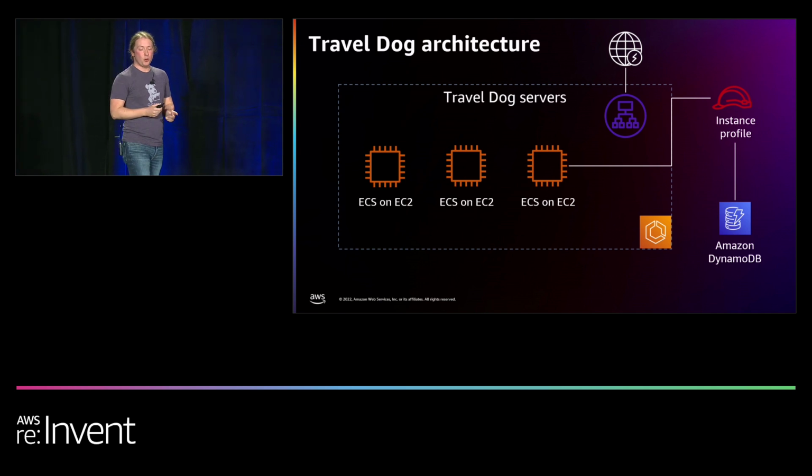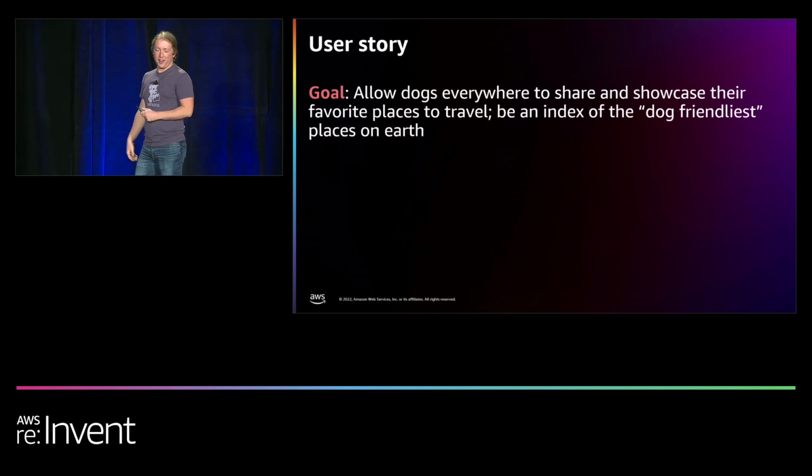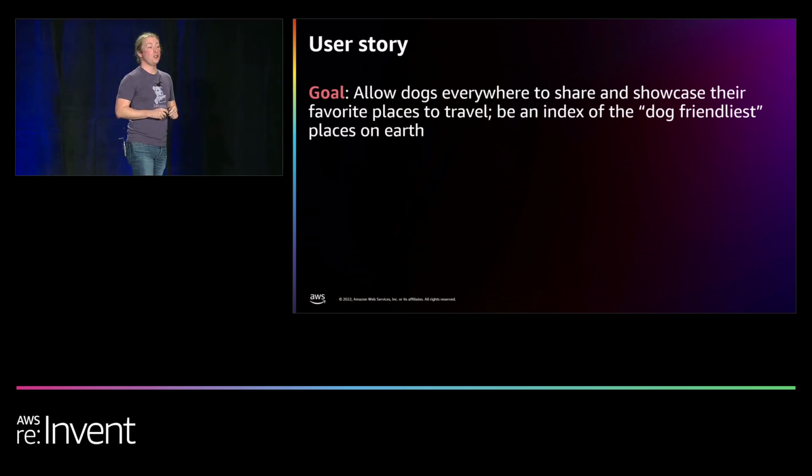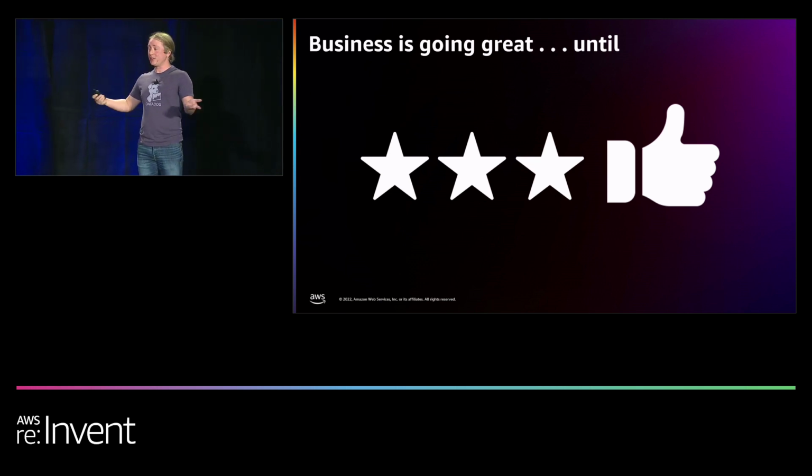It has a Dynamo table containing some user data and an instance role as part of the deployment. This is a really simple app. If we wanted to just go out in the hall and make a startup today, this might be the architecture that we settled on. I don't know. Our goal for the business is to allow dogs everywhere to share and showcase their favorite place to travel and be an index of the dog-friendliest places on Earth.